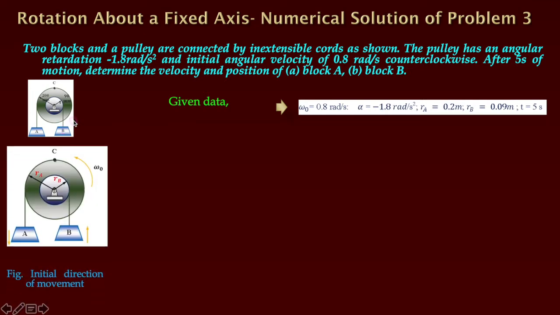Now let's give the position. The pulley is rotating in the counterclockwise direction, so this is the direction initially. Now this is the direction of motion, it is not the direction of omega 0. We know the direction of omega 0 is perpendicular to the plane of rotation. The plane of rotation means the plane of the pulley, so this is the plane of the pulley.